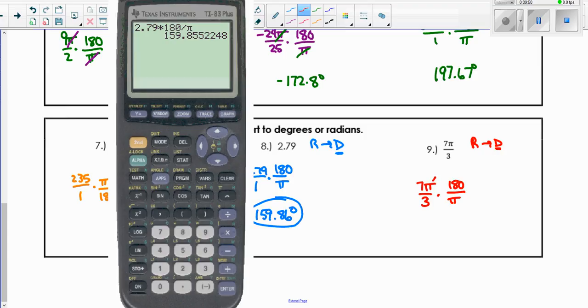Notice that your pi's cancel. So we have 7 times 180 divided by 3. And that means that this is 420 degrees. Make sure you put degrees. Alright, so flip it over to the back side.